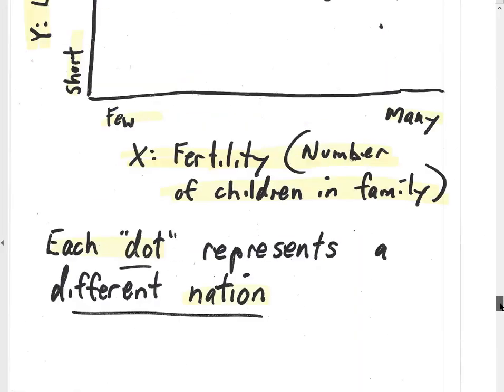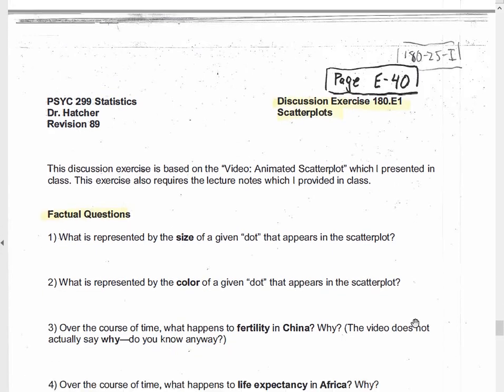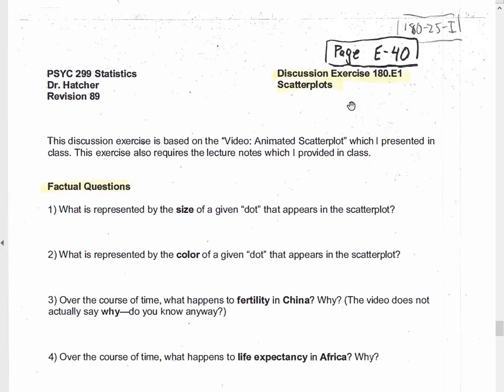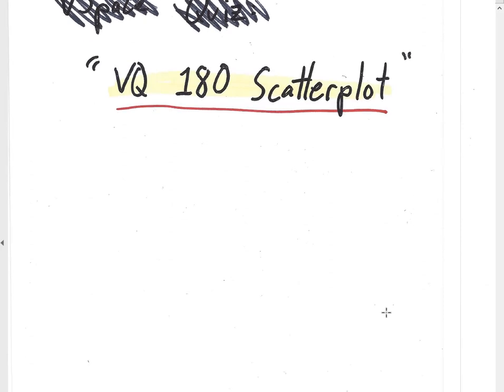Watch the video with this set of questions in hand, the questions that are on page E40. Once you're satisfied that you've got the answers to the questions, you can turn to the Canvas quiz, and there you'll find 5 multiple choice questions that are a subset of those open-ended questions on the discussion exercise. The Canvas quiz is called VQ180 Scatterplot. It'll be available for 1 week. You'll be allowed 3 submissions on it.